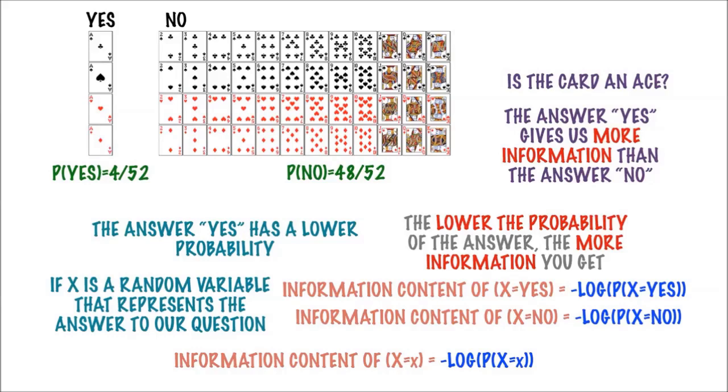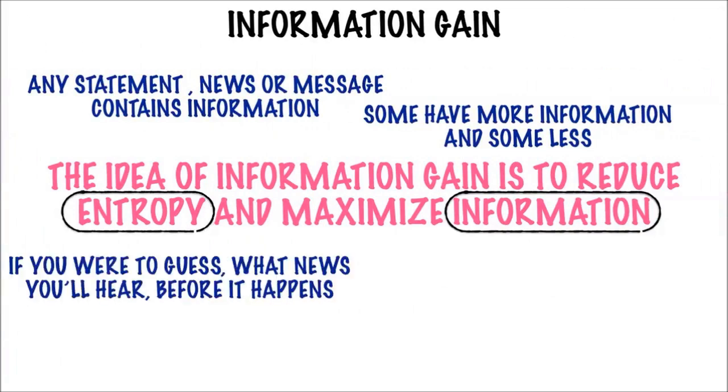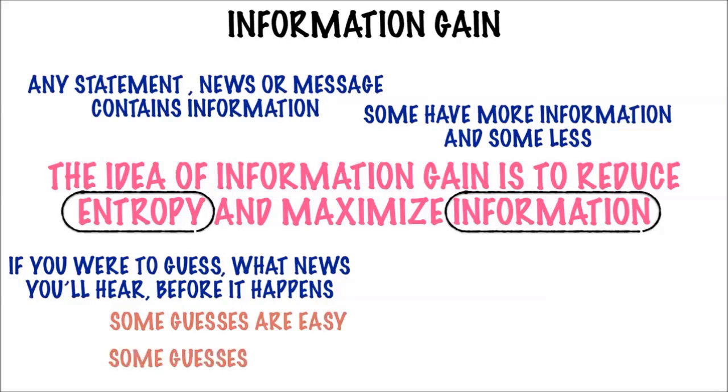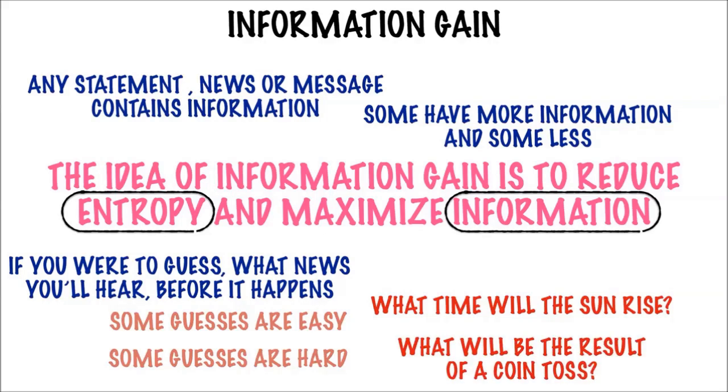Now the other mathematical context that we were interested in is entropy. Entropy is the uncertainty when you're trying to guess something. So if you were to guess what news you're going to hear before it happens, sometimes it's easy to guess and sometimes it's really hard. So if you had to guess, for example, what time the sun will rise, that's easy to guess. It's going to be somewhere around 6 a.m. for example here. This is a guess that has low uncertainty or low entropy. If you were to guess what the result of a coin toss would be, that's very difficult because there is a 50% chance that you will be wrong.